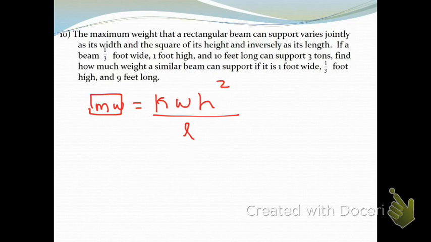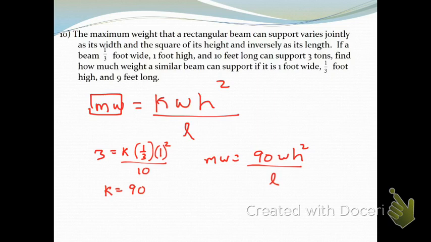I'm going to hit pause. So we found the constant to be 90. We plug that back into the equation. So we're finding 90 times what's the width now? 1 foot wide.